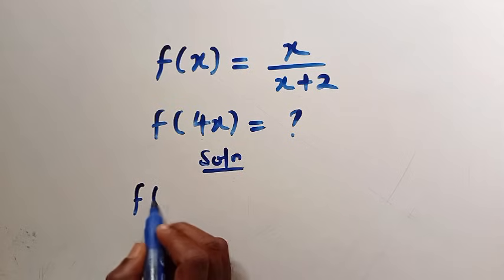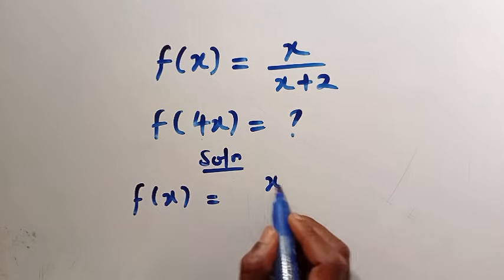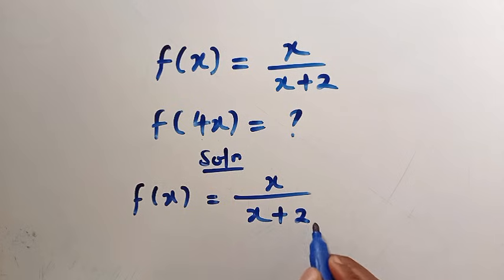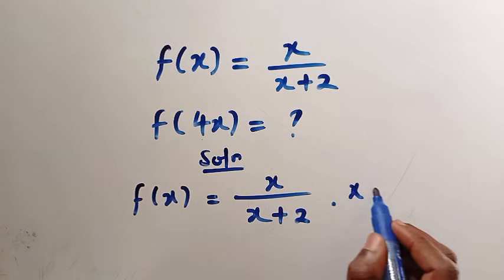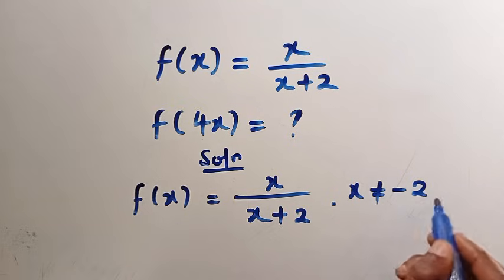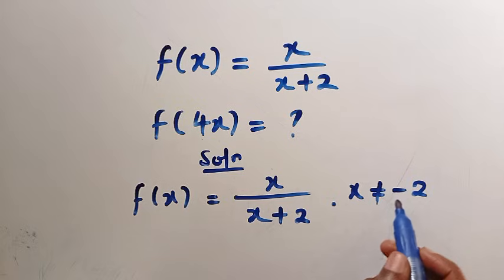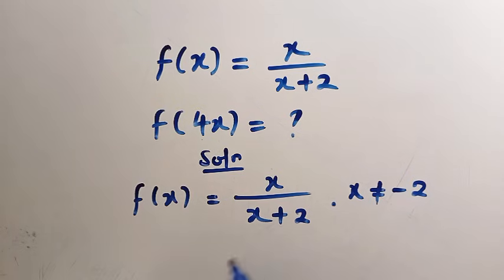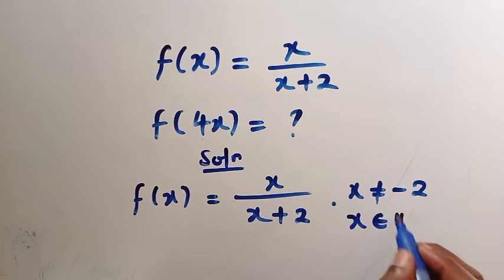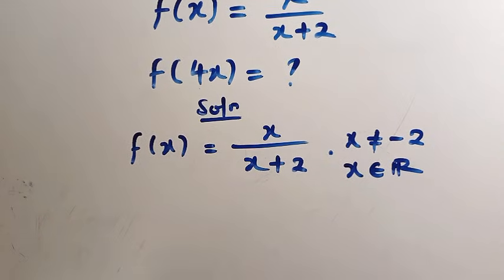So first, from this function, f(x) equals x divided by x plus 2, we should note that x is not equal to minus 2. For us to have a valid function, we are going to exclude x equals minus 2 from our domain, whereby all other x are members of the real numbers. So after getting this, another step here is we are trying to find f(4x) in terms of f(x). So let's look at direct substitution.